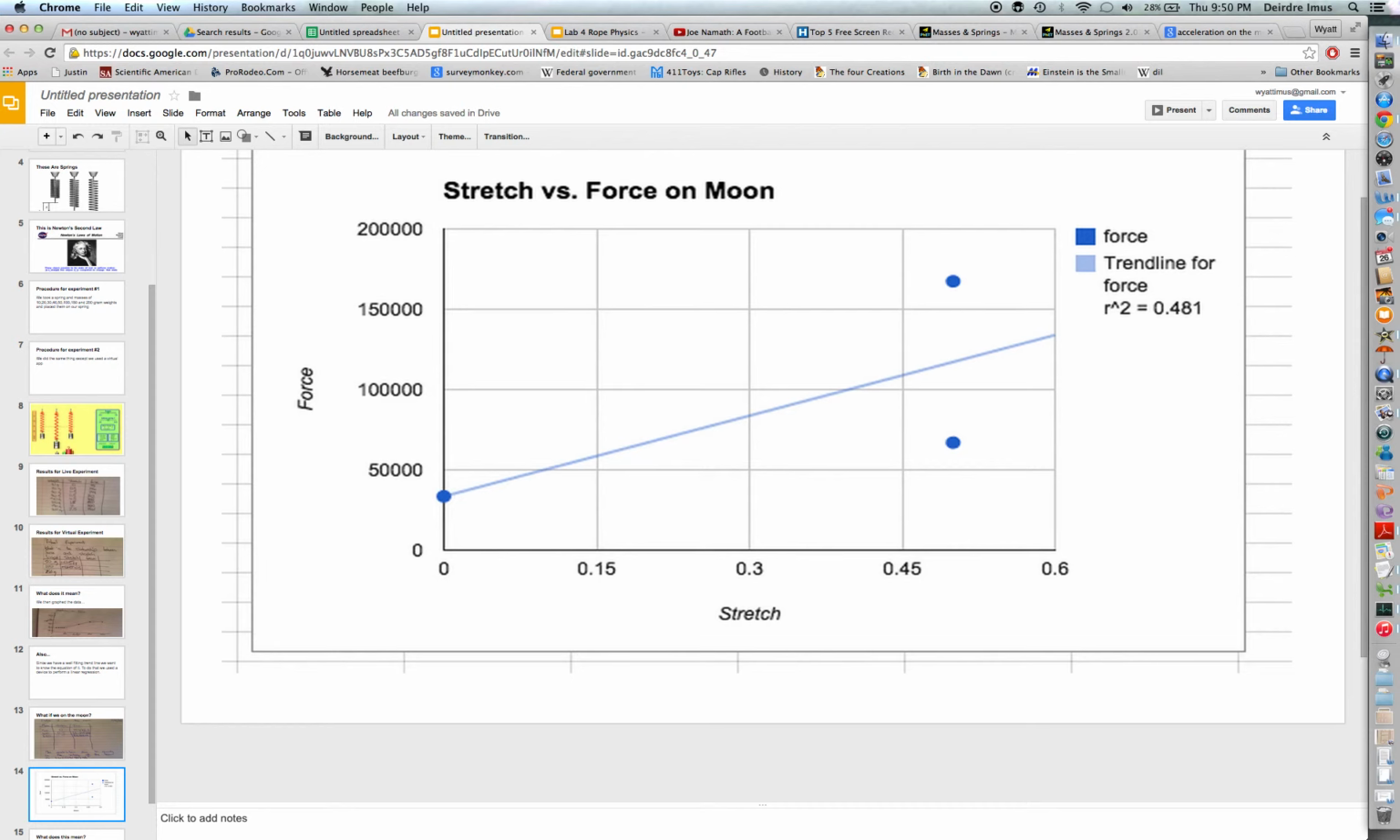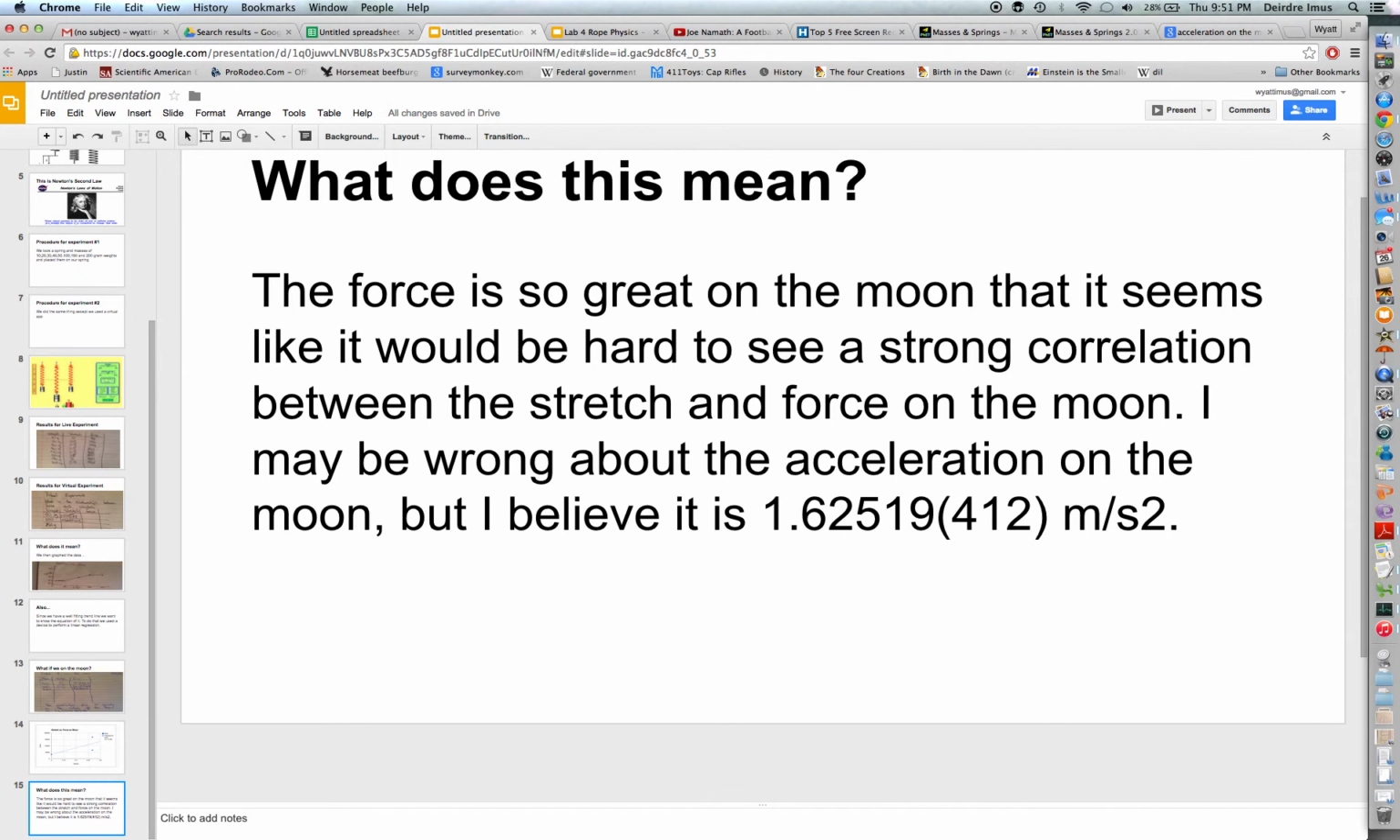It was only 0.48, showing that there really isn't as much of a positive correlation between stretch and force with springs on the moon. What does this mean? The force is so great on the moon, I believe, that it seems like it would be hard to see a strong correlation between the stretch and the force on the moon.